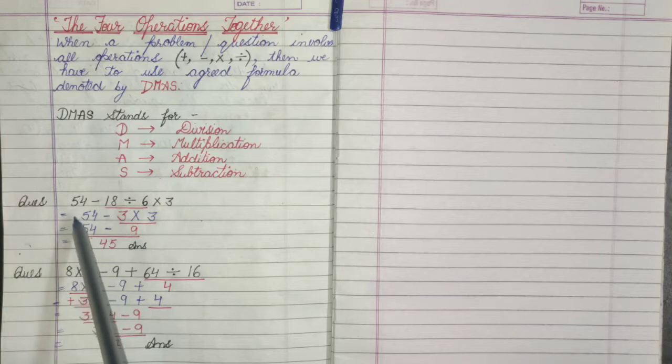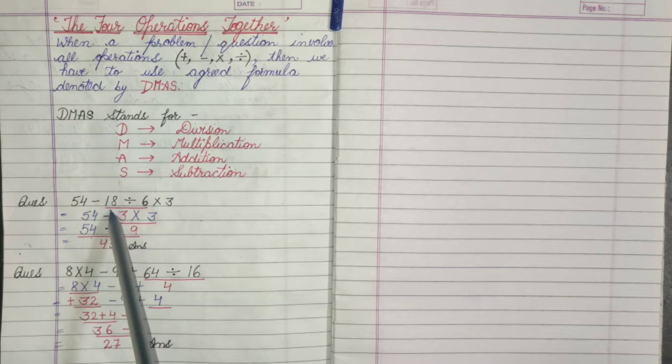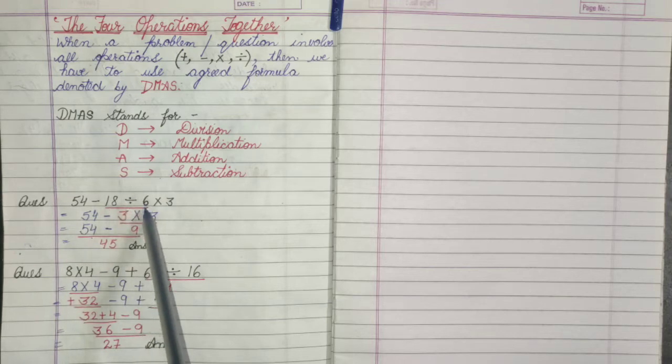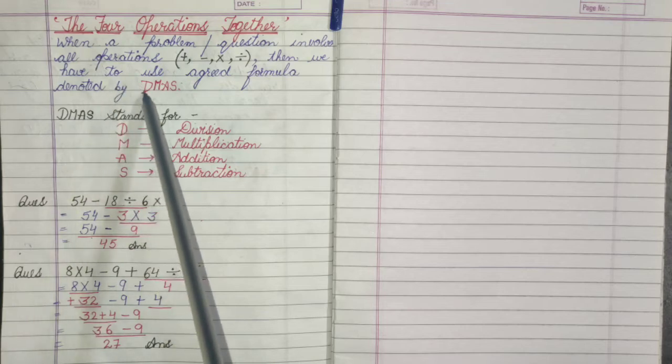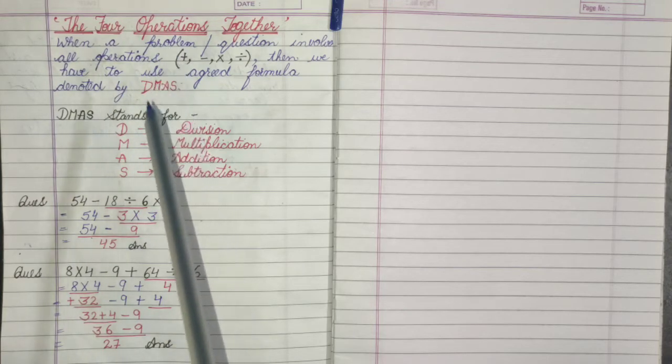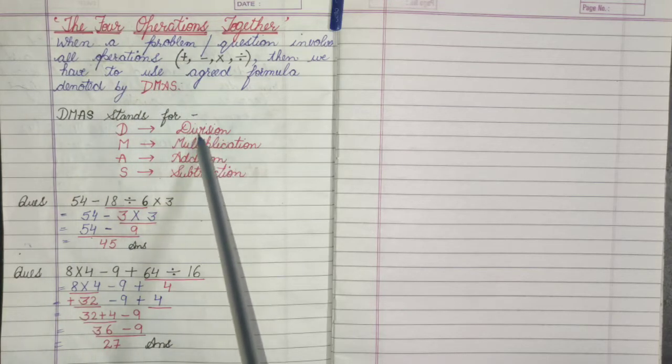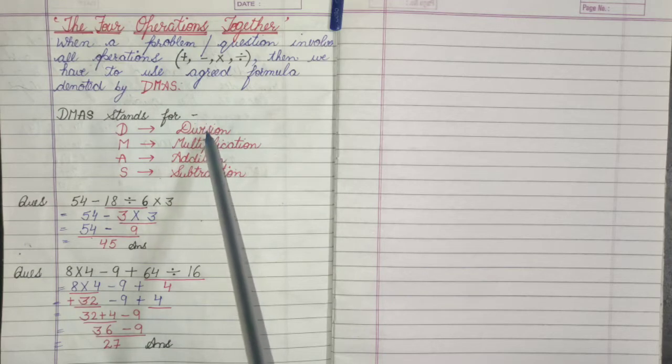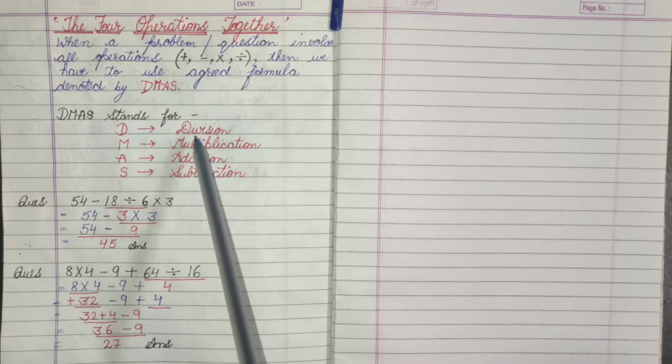Yes, here one question is given to us: 54 minus 18 divided by 6 multiply 3, according to the DMAS rule. Class, first of all what we have to solve? Division. So now I'm going to tell you a few steps on how to solve a question. Just remember those steps and you will never be able to do the question wrong.